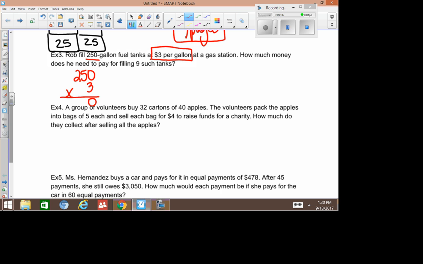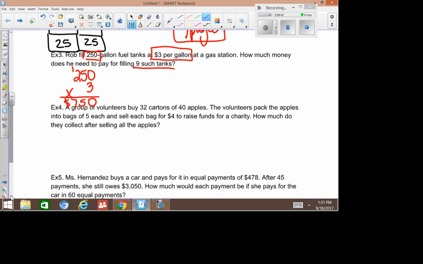0. 3 times 5 is 15. Carry my 1, 6, 7. So what does that 750 represent? How much money. Okay, so it's $750, and that's for one 250-gallon tank. How many tanks do I have, Jack? I have 9, so I want to know how much it's going to be for all 9. So what can I do to this number? Times by 9, yeah.